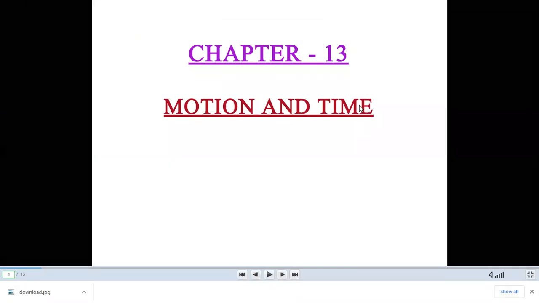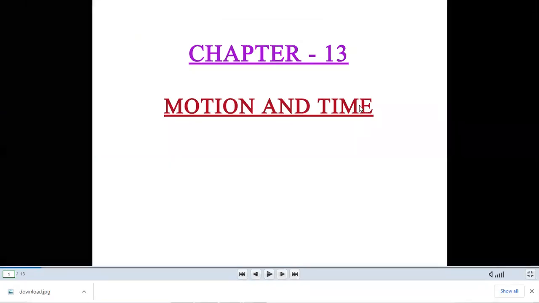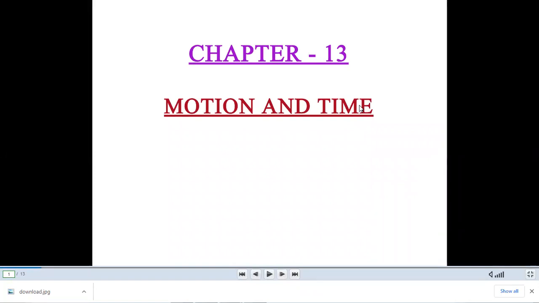In this chapter, we have already discussed many important terms like motion, uniform motion, non-uniform motion, simple pendulum, and some characteristics or terms related to simple pendulum. So here I am sharing with you one PPT which will help you to review that chapter.